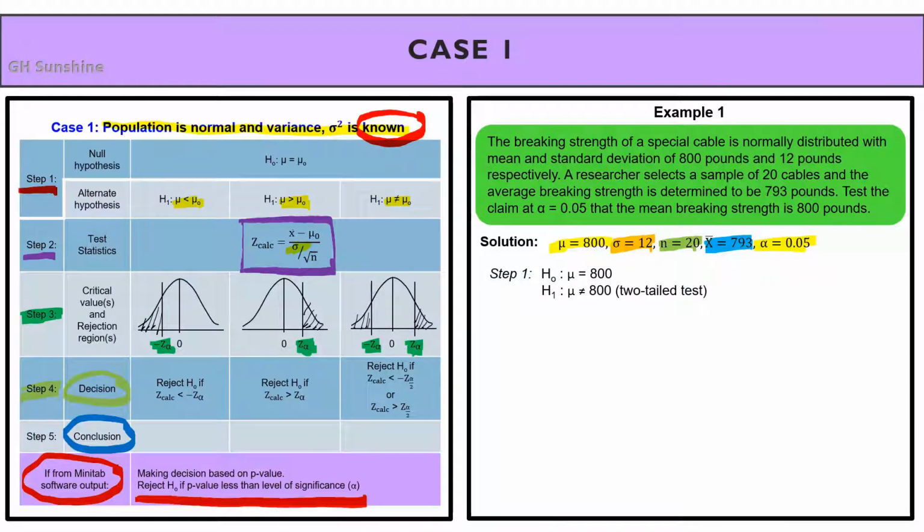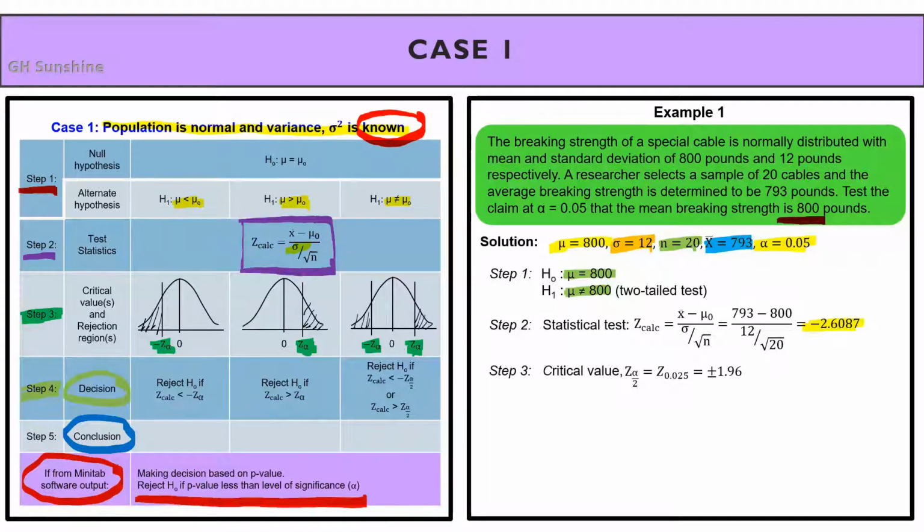So H0: mu equal to 800, H1: mu does not equal to 800, based on this statement is 800. Second step, calculate Z calculation. So substitute all the values. Z calculation equal to negative 2.6087.